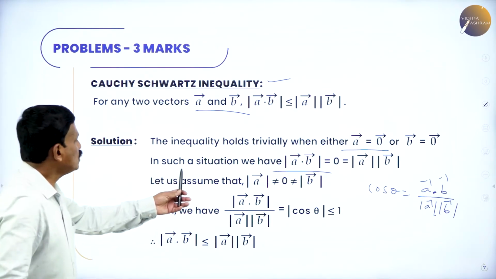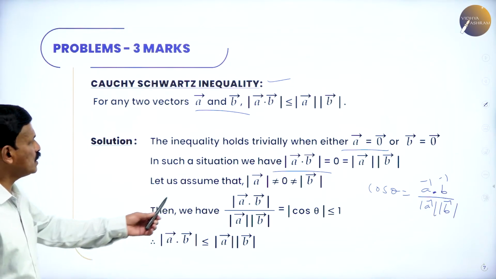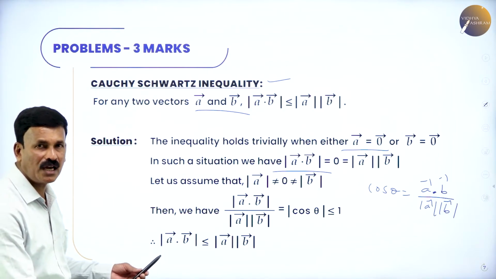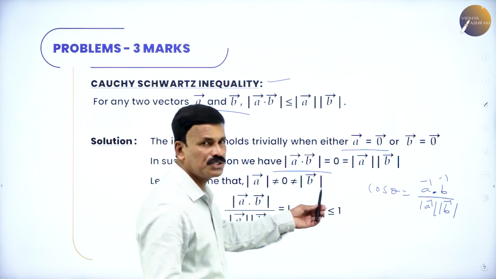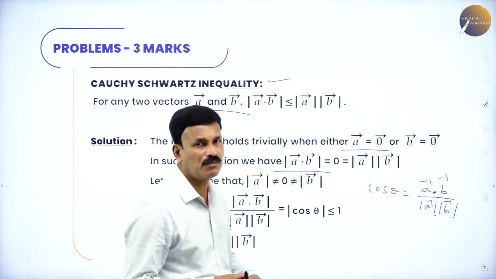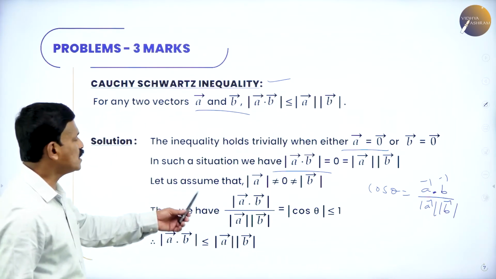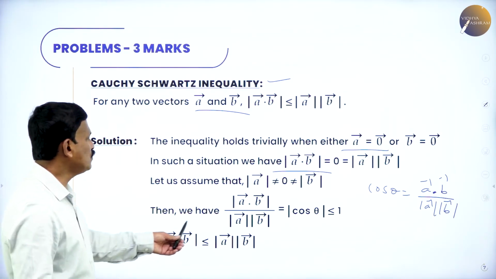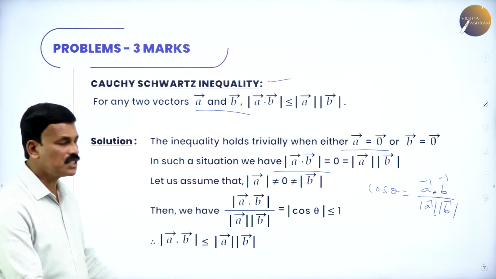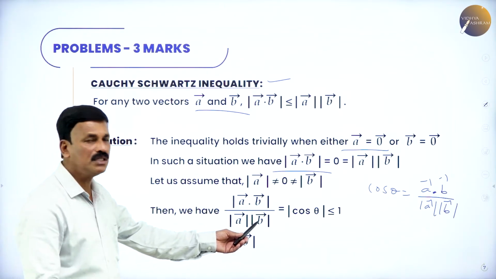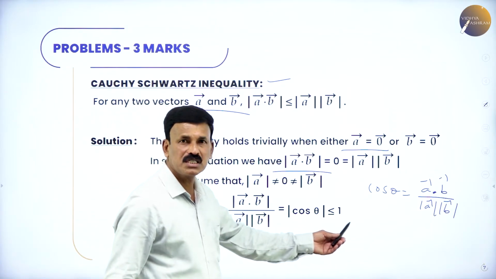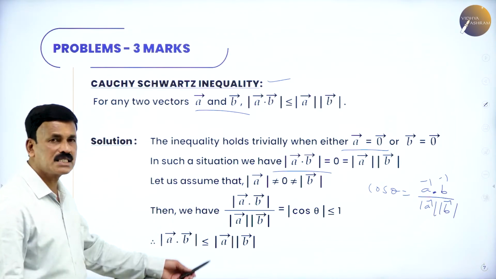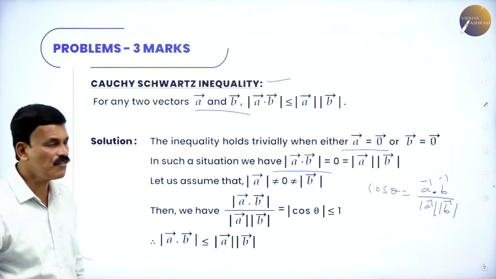See here, this inequality holds good if either A is equal to 0 or B is equal to 0. In such a situation, the dot product A dot B is equal to 0, which is also equal to length of A into length of B. Otherwise, if neither is 0, A dot B divided by length of A into length of B is equal to cos theta, and the mod of cos theta is less than or equal to 1, which implies the magnitude of A dot B is less than or equal to length of A into length of B.